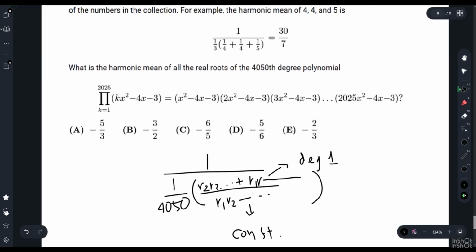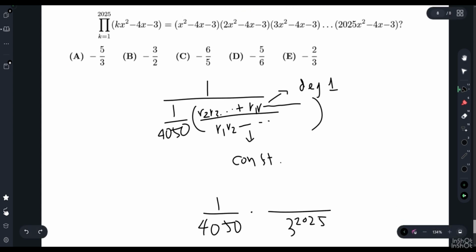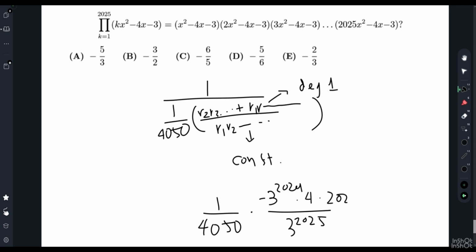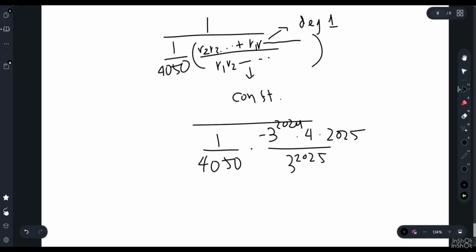So now what's the sub-constant term? We can achieve a sub-constant term by, let's say, taking negative 4x and then multiplying it by every other negative 3. So what would that be? That would be negative 3 to the 2024 times negative 4. And since there are 2025 such terms, this is 2025. So now this is going to be our answer, all over 1. So this will be negative 3 times negative 3 over 2.